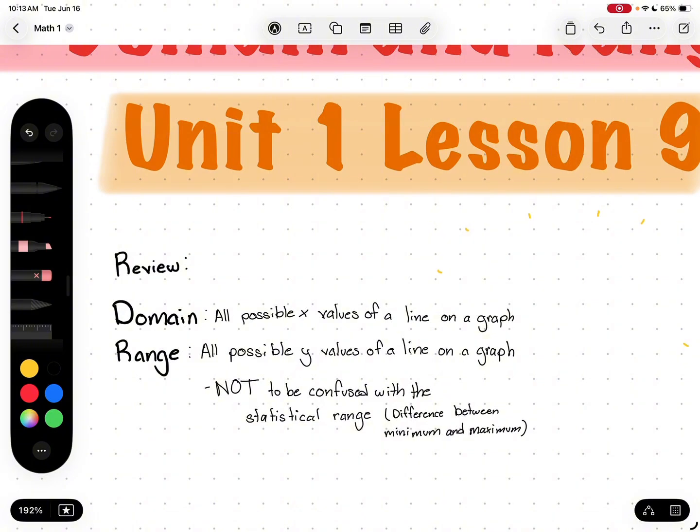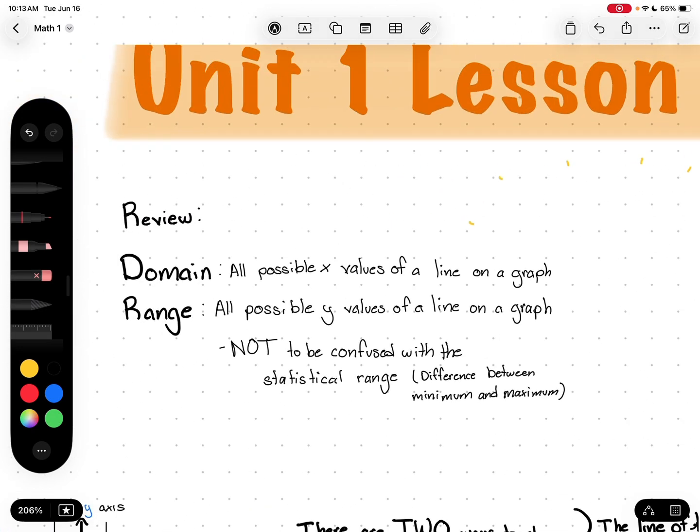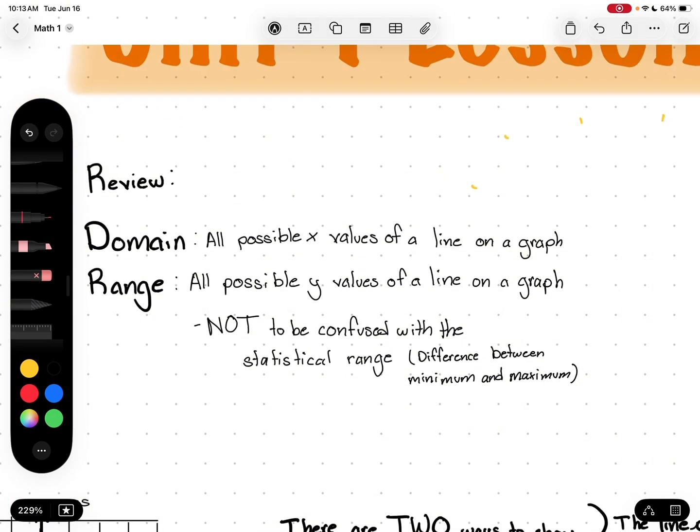Just as a quick disclaimer, this is a relatively new topic, so it is okay if you do not understand it, but it is going to take a little bit of getting used to. So yes, just as a refresher, domain is all x values and range is all y values.